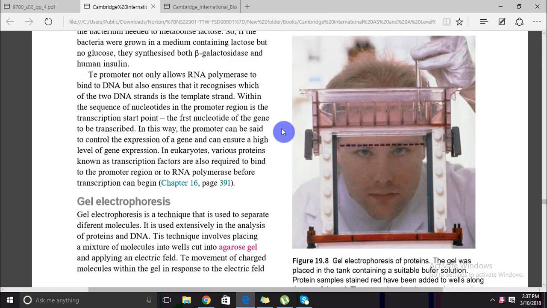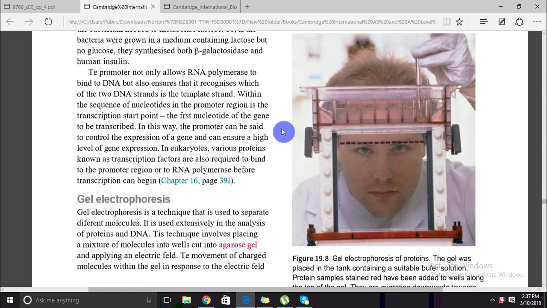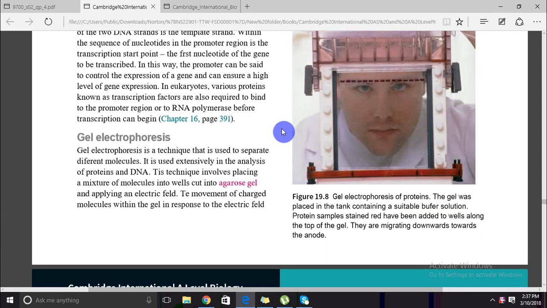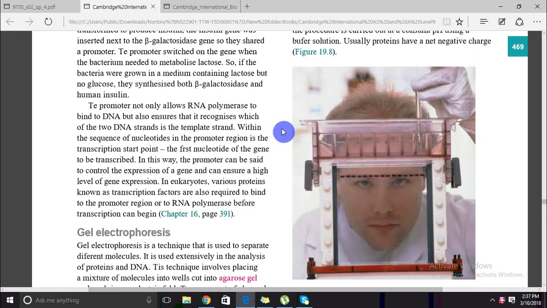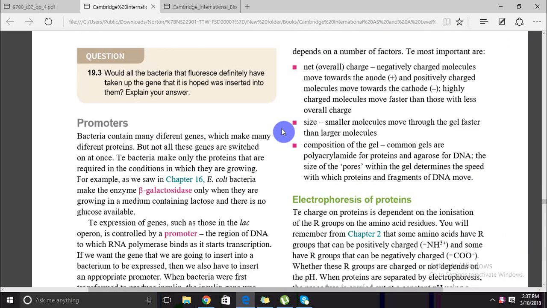So it's basically a technique used to separate different molecules, and we use it extensively in analysis of proteins and DNA. And what is the basis of the technique? Well, it involves placing a mixture of molecules into wells that are cut into agarose gel, and then an electric field is applied, and the movement of charged molecules within the gel, because the gel has pores, in response to the electric field depends on a number of factors.